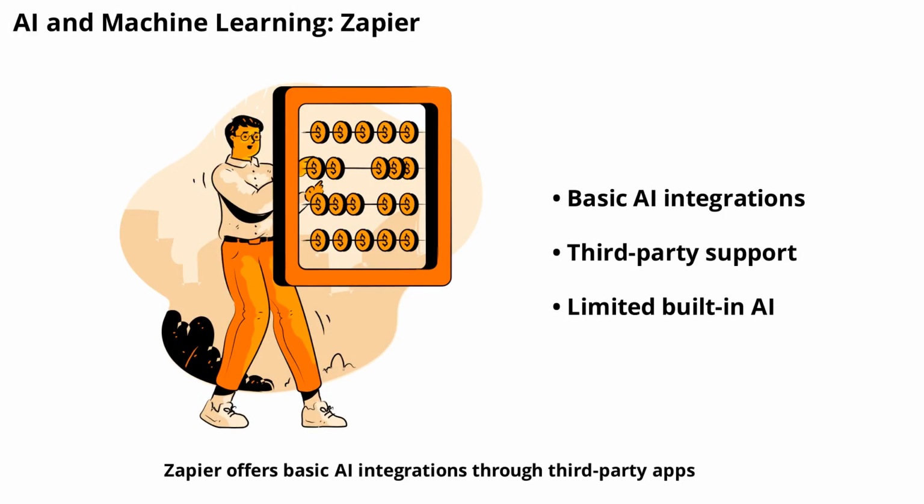Zapier offers basic AI integrations through third-party apps, enabling finance teams to automate tasks like data extraction and sentiment analysis. However, its AI capabilities are limited compared to platforms with built-in machine learning features. For teams seeking advanced AI-driven automation, Zapier may require additional tools or integrations.